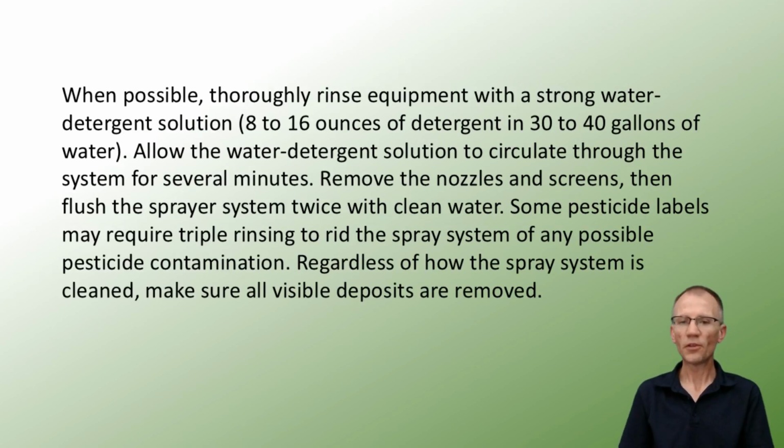When possible, thoroughly rinse equipment with a strong water detergent solution, 8 to 16 ounces of detergent, and 30 to 40 gallons of water. Allow the water detergent solution to circulate through the system for several minutes. Remove the nozzles and screens, then flush the sprayer system twice with clean water. Some pesticide labels may require triple rinsing to rid the spray system of any possible pesticide contamination. Regardless of how the spray system is cleaned, make sure all visible deposits are removed.